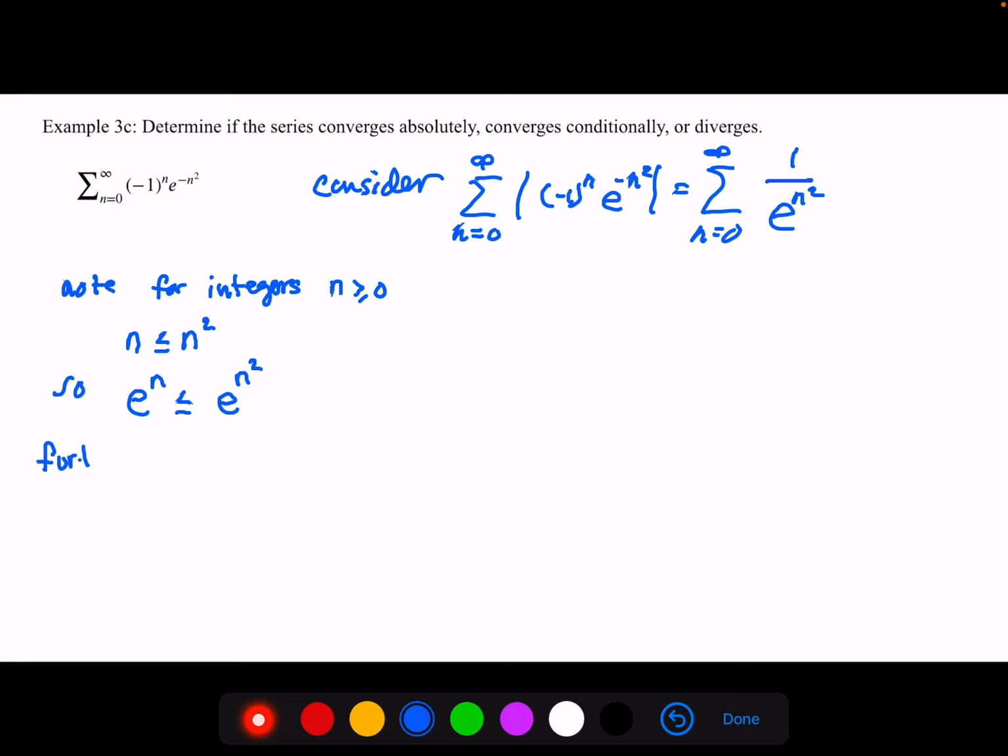Further, we know that 0 is less than e^n, which means that 1 over e^(n^2) is smaller than 1 over e^n. When you make your denominator larger, the fraction as a whole with the same numerator becomes smaller. And this is positive also.